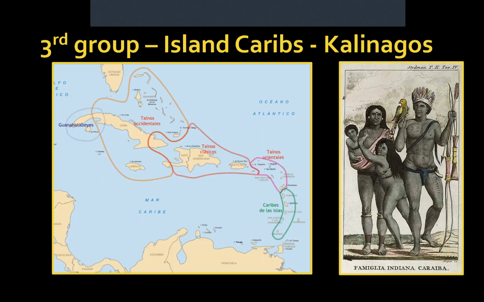The third group that came up are the island Caribs, and they call themselves the Kalinagos. Again, names changed. They were called the Caribs by the Spanish, but they consider themselves the Kalinagos. And they still exist to this day. They were a very fierce group. They had huge war canoes, and they fought off anybody that came across them. They were also making their way from South America, going up the islands and pushing the Tainos out.